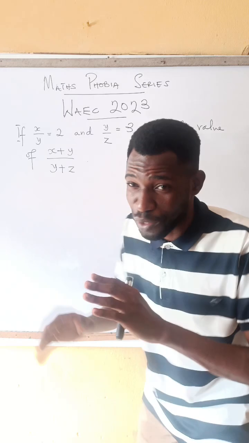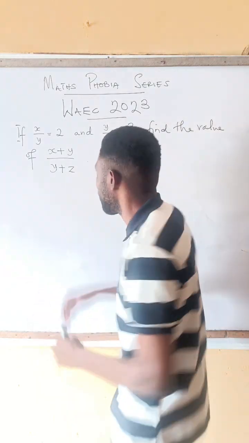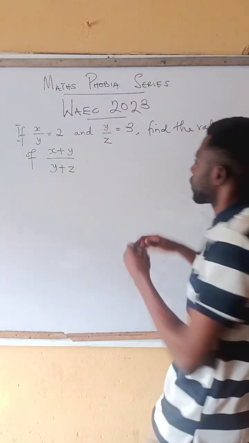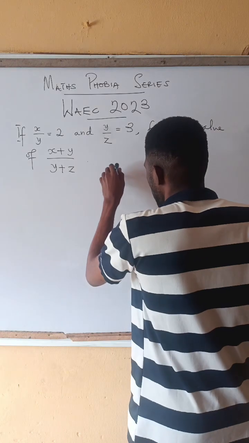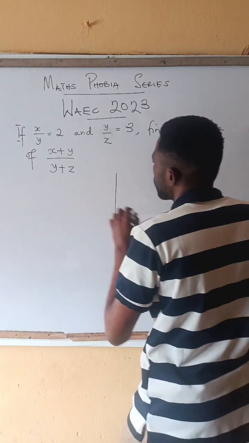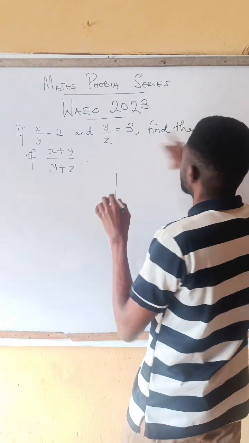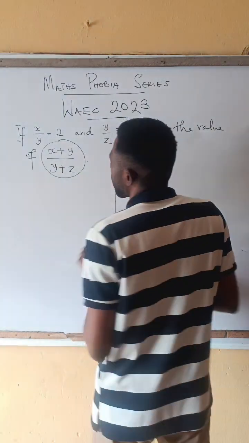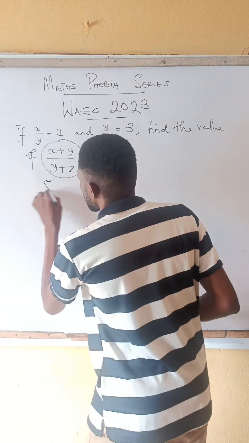Alright, quickly, let's delve into the question. We don't have time to waste. Okay, so we have this question from 2023. If x over y is 2, and y over z is 3, find the value of x plus y over y plus z.